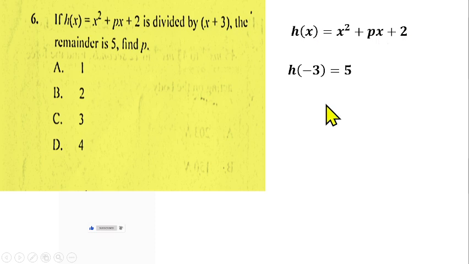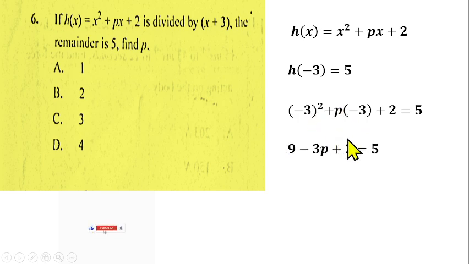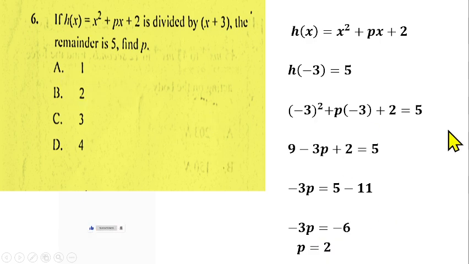Then if you put that here, you have minus 3 squared plus p into minus 3 plus 2 equals 5. If you simplify that further, you have 9 minus 3p plus 2 equals 5. Collecting terms, 9 plus 2 gives us 11. So we have minus 3p, then 11 comes here, you have 5 minus 11. So minus 3p equals minus 6, divided by minus 3, p will be equal to 2, which is option B for question number 6.